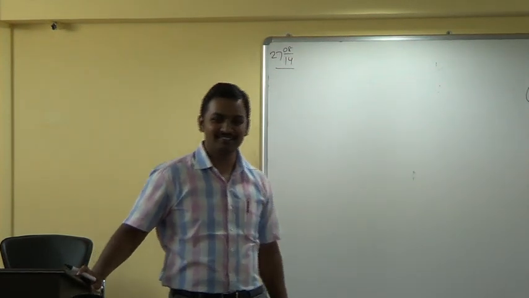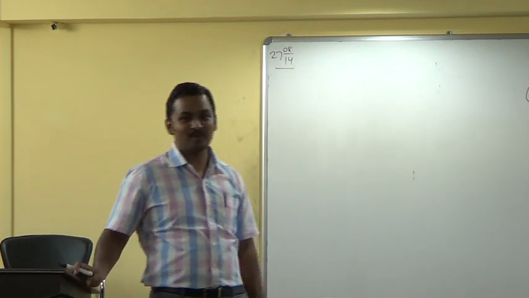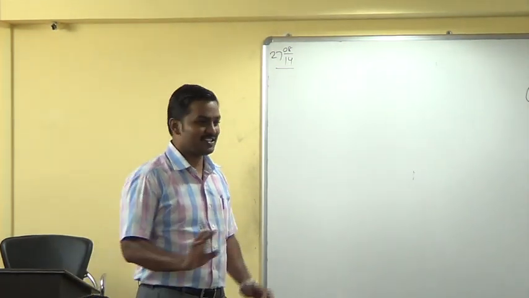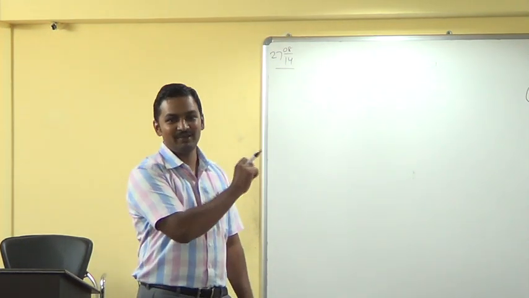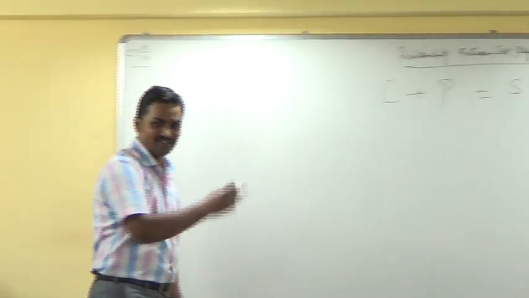What is C? Cost price. What is P? Profit. What is S? Sales. That is the general meaning you learned. But in accounting, there is a specific meaning attached to cost, profit and sales. Write down. First write down this equation.